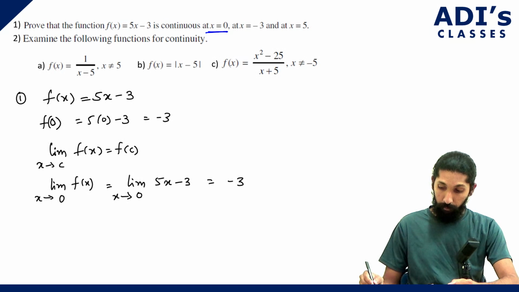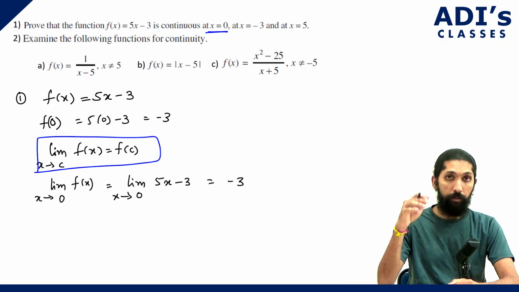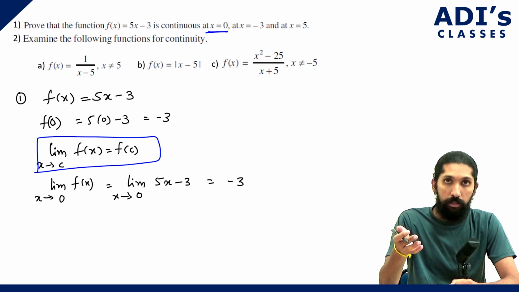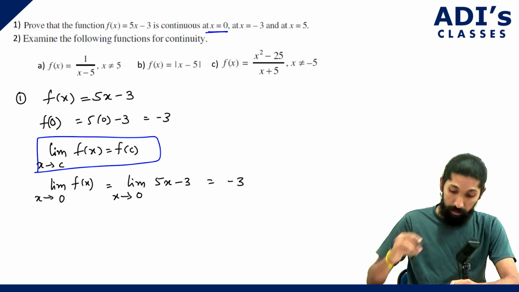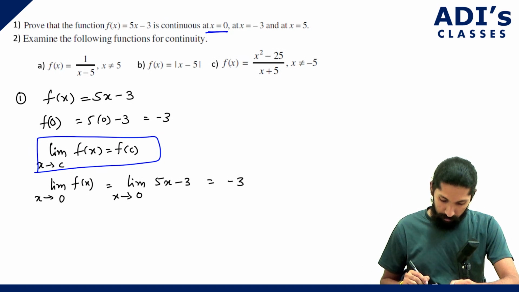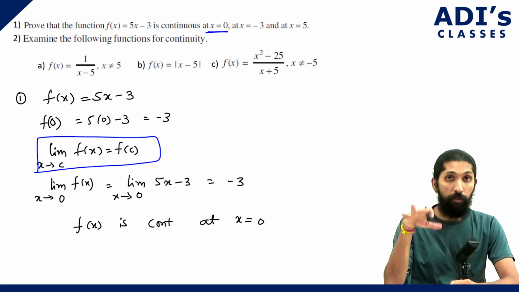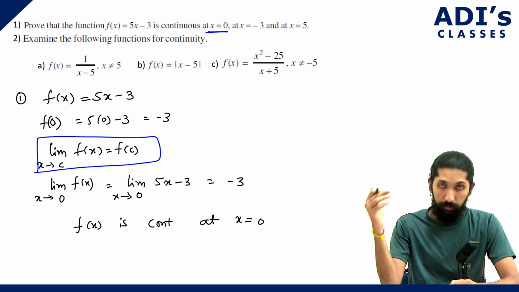So what did we prove? Don't you think we proved this particular condition? Because when you take the limit and when you apply the value, in both cases the answer is minus 3 itself. So what can we say? That f of x is continuous at x is equal to 0. So we proved it for x is equal to 0. Let's do the same thing for minus 3 as well as for 5 now.